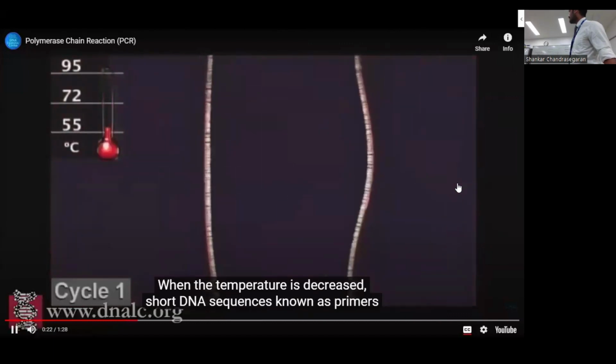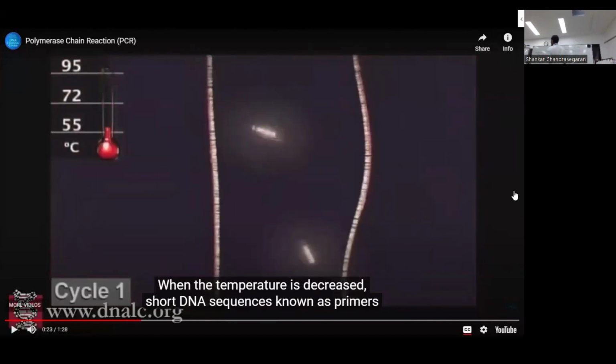And then the next step. This is when it's brought down to 55 degrees, right? This is a process called annealing. The process of annealing is basically just to allow primers to bind to the single strands. Remember that primers are basically looking for a specific target. They are sequence specific and they want to bind to a sequence that is complementary to the one that they have. So they are basically targets that look for something along the DNA sequence to bind to.